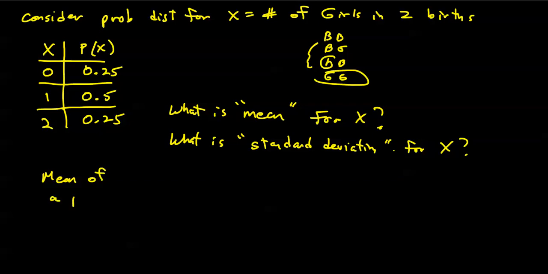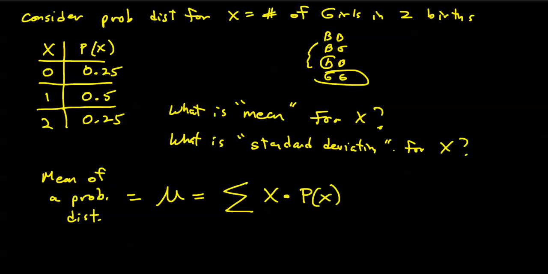of a probability distribution. We're going to label this as mu, just like we would label a population mean. But the formula is different. What I do is take each value, weight it, or multiply it by its associated probability, and then add them up. So summation x times p of x is our mean for a probability distribution. Okay?